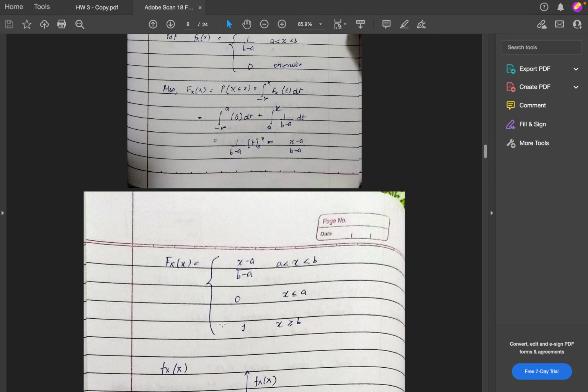So the CDF can be represented as, for the interval a to b, x minus a upon b minus a. For x less than or equal to a, it will be 0, since the PDF is not defined in that interval. And for x greater than or equal to b, it will be 1. This is because we know that the cumulative distribution function sums up to 1.